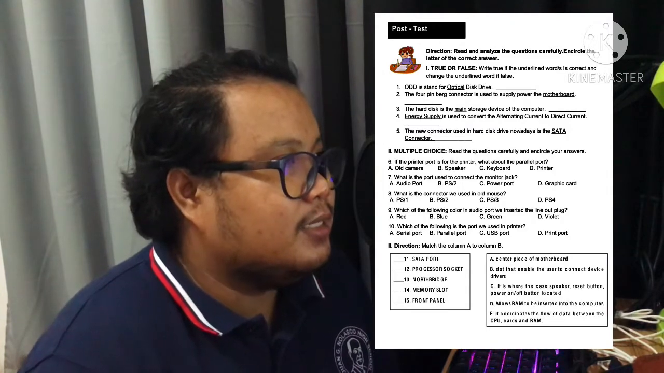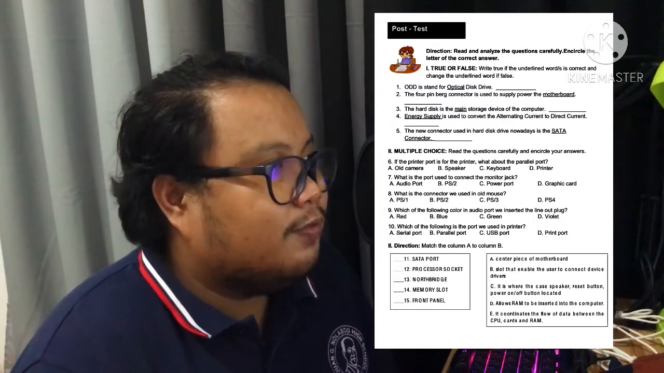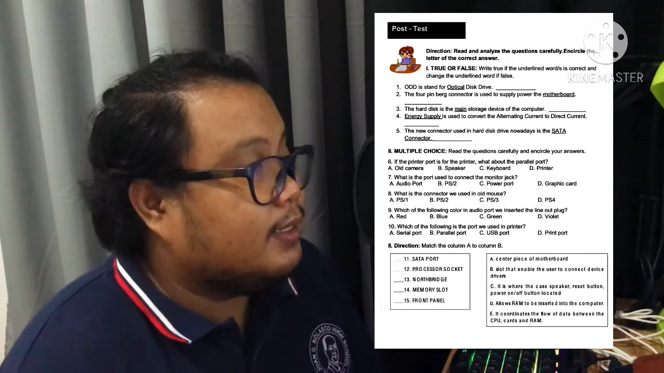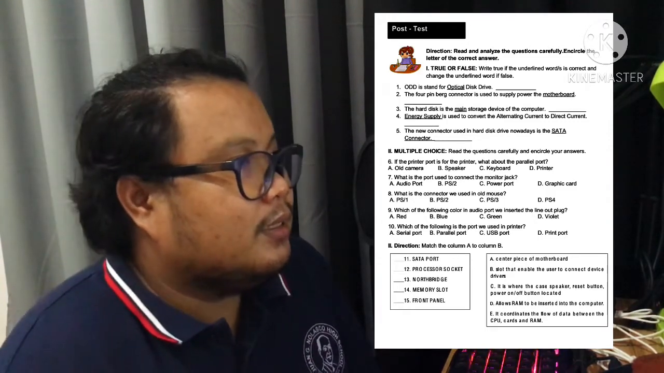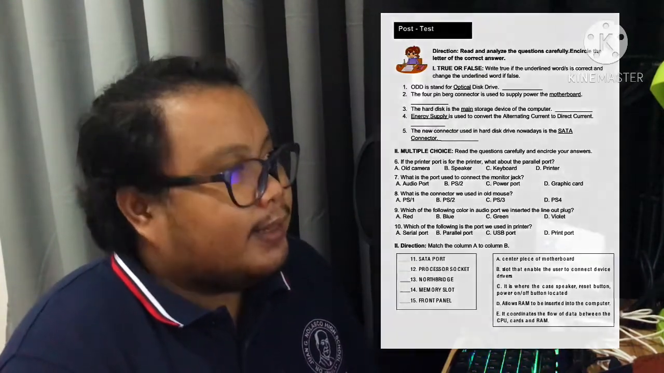And then after that, dito na tayo sa post-test natin. Post-test natin is composed of 3 parts. Yung part 1 is true or false, 1 to 5. And then part 2 multiple choice, 6 to 10, and then part 3 is matching type, column A to column B. So yan yung end na ng lesson natin for the module 4, which is about let's get physical.